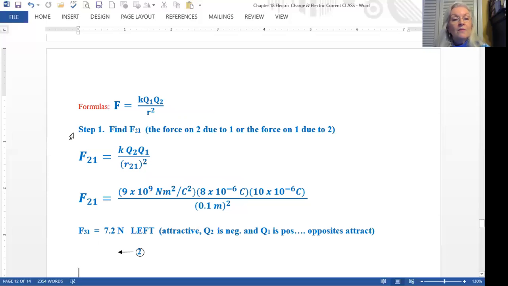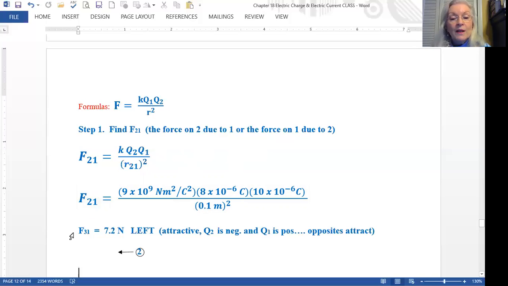So our first step, find F21, the force on 2 because of charge 1. So F21 is K Q2 Q1 over R21 squared. Plug in the numbers, 9 times 10 to the 9th newton meters squared per coulomb squared, 8 times 10 to the minus 6 coulombs and 10 times 10 to the minus 6 coulombs. Divide that by the distance. Again, this would be 0.1 meters. It has to be squared. Don't lose that little square. When you do the math, you get 7.2 newtons and it points left.